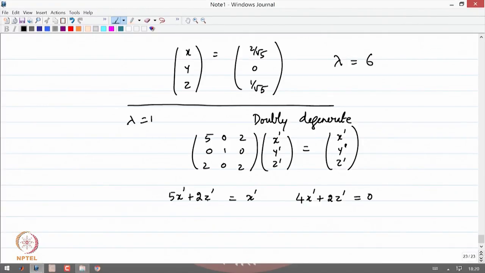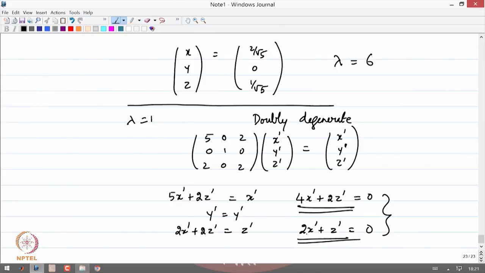5x prime plus 2z prime is equal to x prime, so it is 4x prime plus 2z prime is 0. The next one is again y prime is equal to y prime. That is all it says. It does not say anything else. And the third equation is 2x prime plus 2z prime is equal to z prime, which gives you 2x prime plus z prime is equal to 0, which is the same as these. These two are identical equations, multiplied by 2.